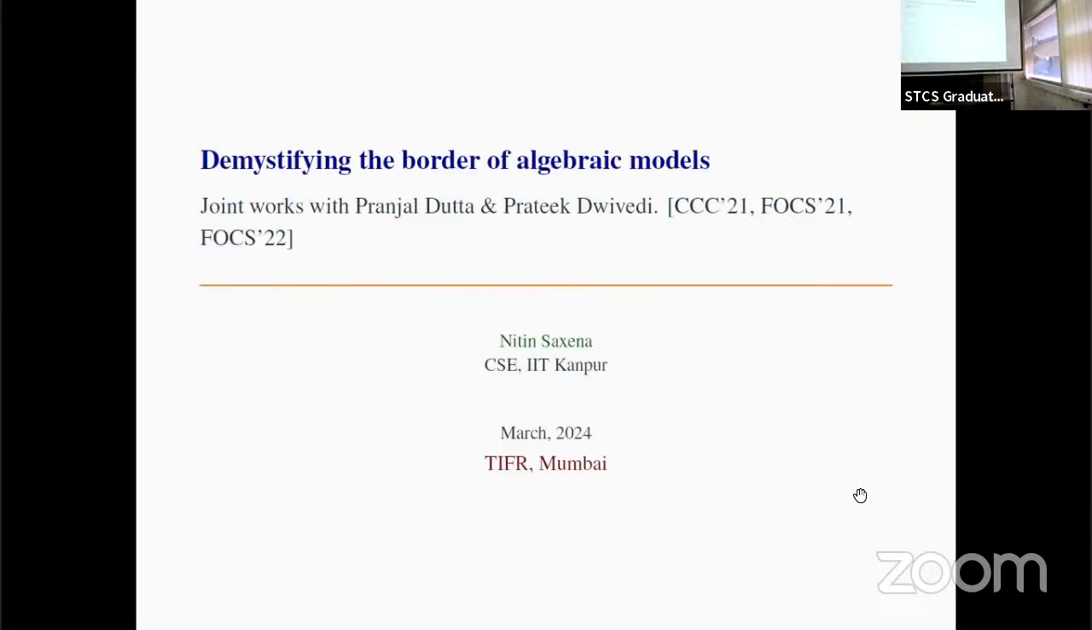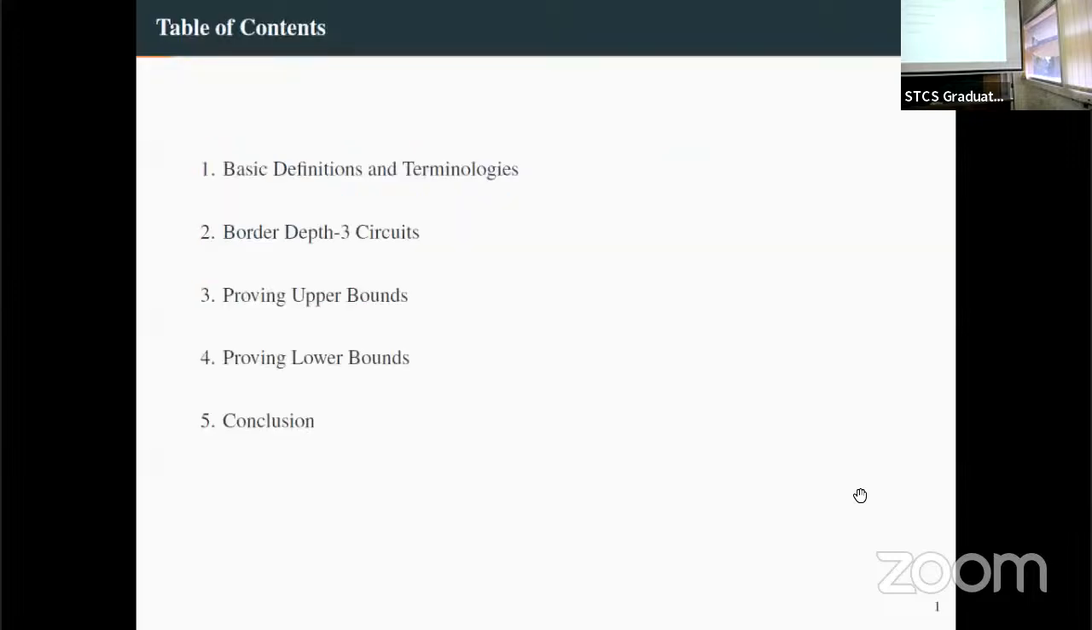Since I'm saying I'll demystify something, I have to first create the mystery, right? Unless I create the mystery, there is no point demystifying. So I'll define some algebraic models and what is the border of an algebraic model, and then I'll demystify some very small parts of it. This is joint work with my PhD students, Pranjal, Pratik, and a recent one where Bhargav is also involved. I've given this talk multiple times, but I think the audience will probably not overlap. And I'll try to simplify some things from previous talks.